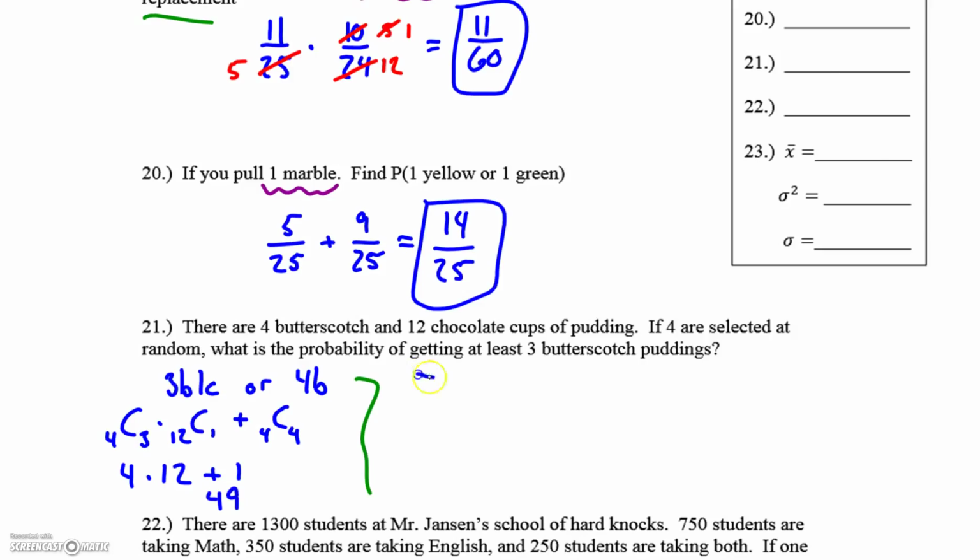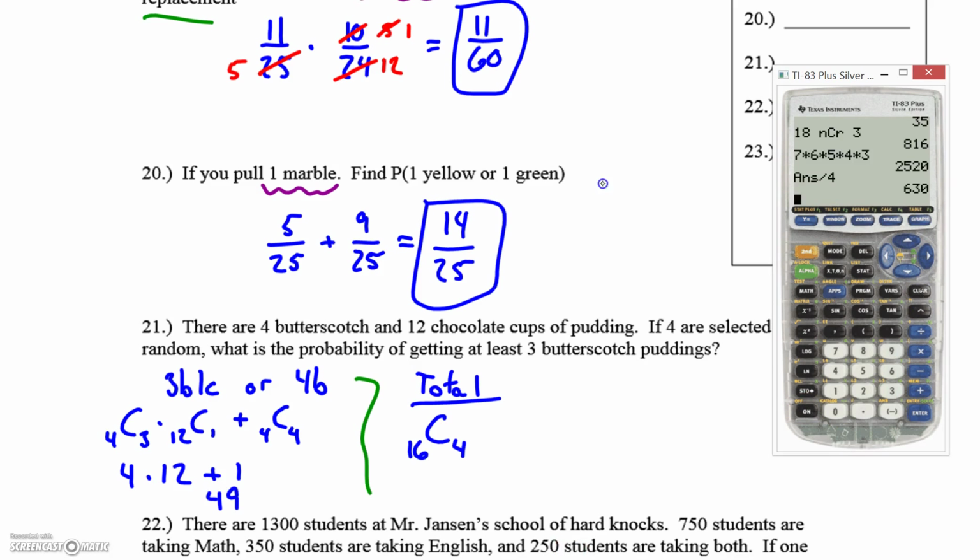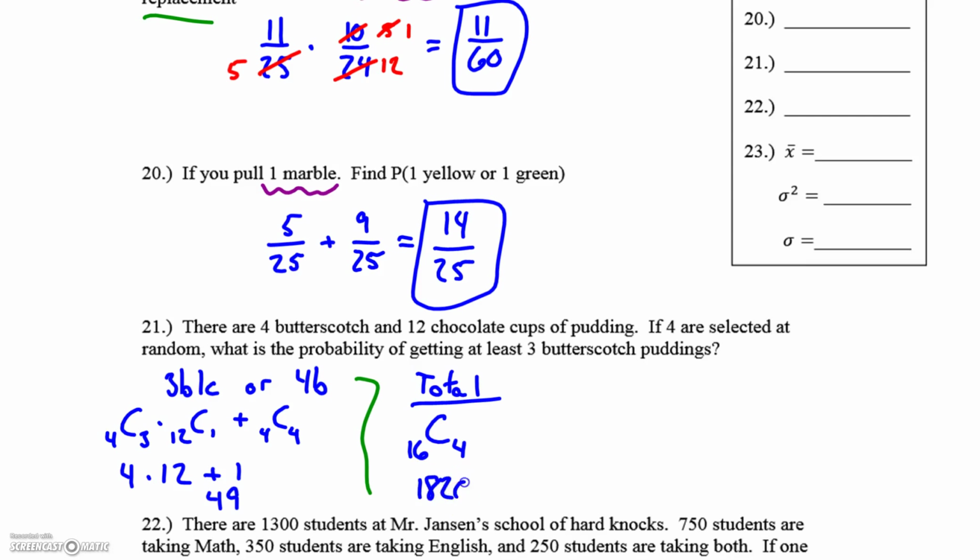But now I also need to do something about the total, because I want the probability, so I have to put this over the total. Well, that's the combination of, I have a total of 16 pudding cups, and I'm choosing a total of 4 of them. And this one I'm going to do on the calculator, as opposed to trying to do it by hand here. And my calculator is being a little slow. There it is. So if I plug this one into the calculator, it's 16 combination 4. So 16 choose 4 gives me 1820. And so there's 49 ways I can get what I want. There's 1,820 ways possible of getting any 4 pudding cups.